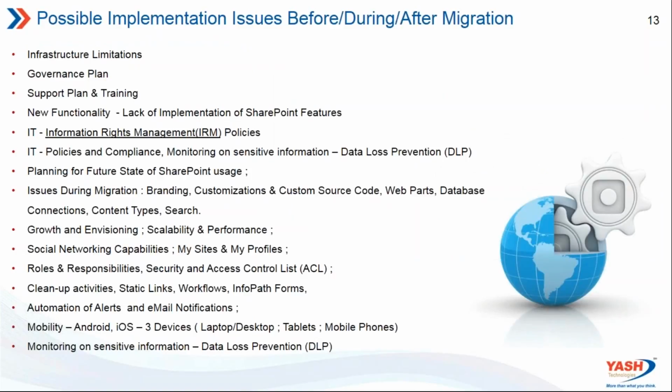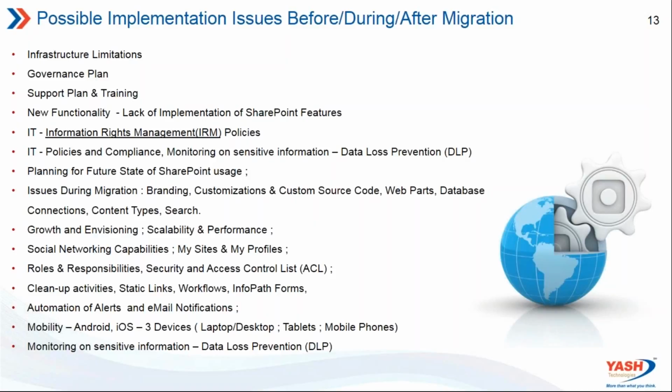And this is a very important topic: possible implementation issues before, during, after migration. We need to be very careful with the infrastructural limitations. We need to plan out the content database. What is the size? How many content databases? What is the size of each content database? And do we have a governance plan? If yes, we need to verify the service accounts, making sure the DNS and service accounts are all in place. And the support, planning, and training, knowledge transfer, once it is done.